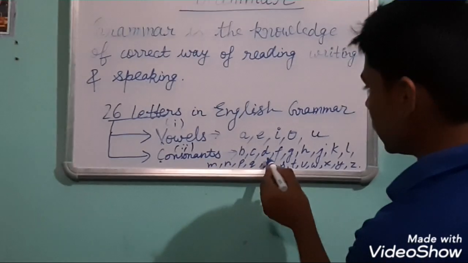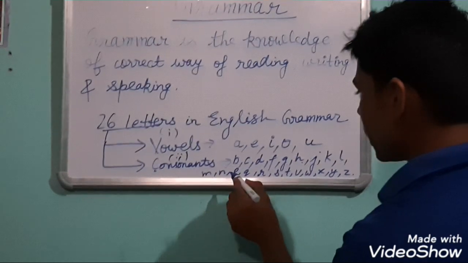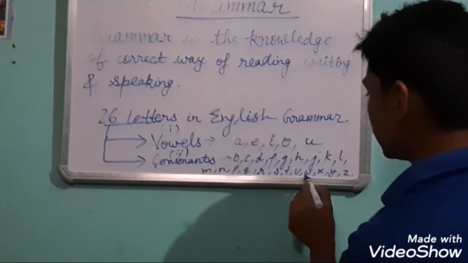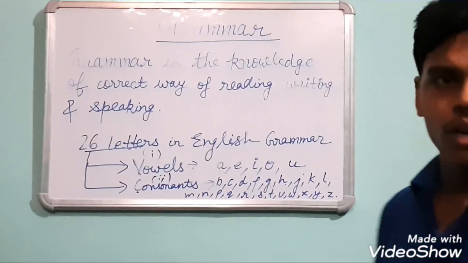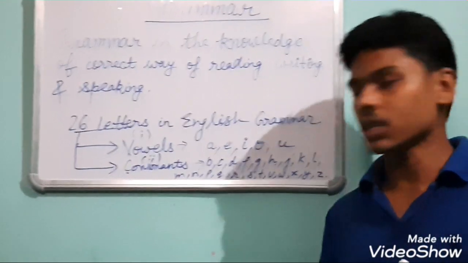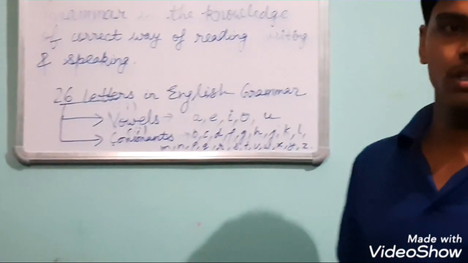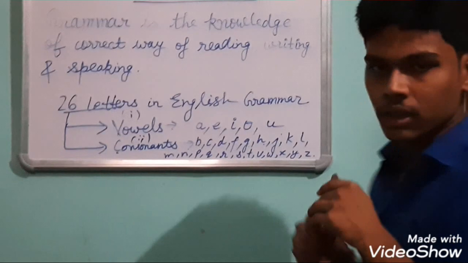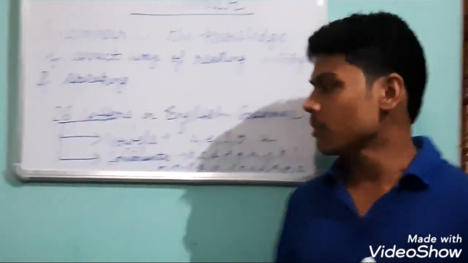Consonants are B, C, D, F, G, H, J, K, L, M, N, P, Q, R, S, T, V, W, X, Y, Z. So if we pronounce any words which give the sound of these letters, then those will be called consonants. So this is the very basics of English grammar. After this, we will know about the tense. What is tense?